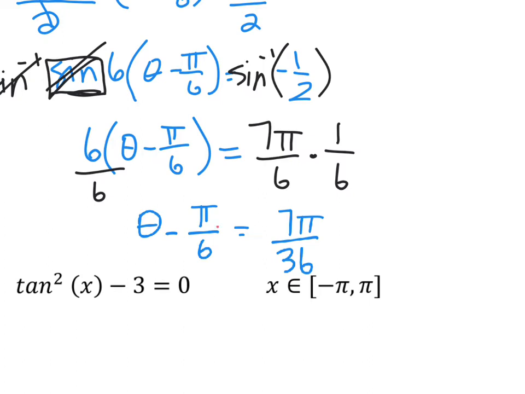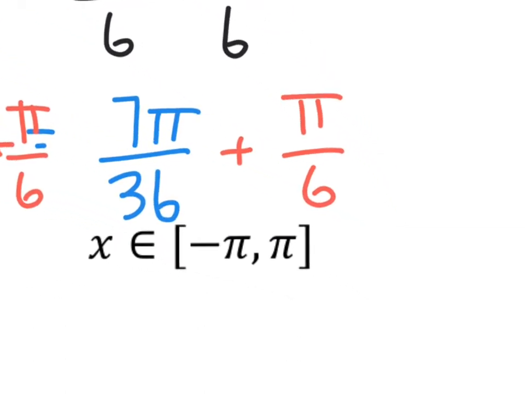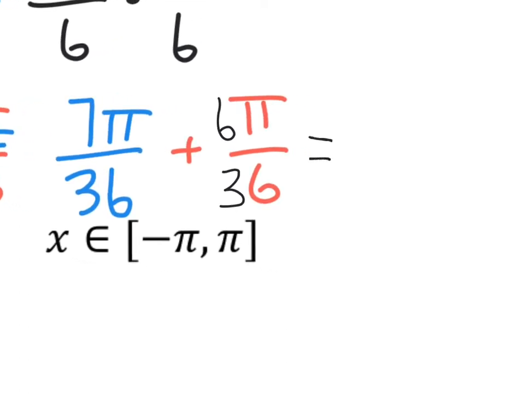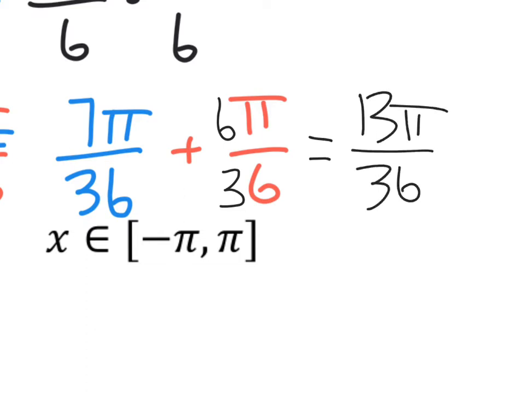Now my last step is to add pi over 6 to both sides to get it away from theta. Now hopefully you know we can't add fractions unless they have the same bottoms. So this one is a 36. That means I have to multiply this one by 6 over 6 in order to make the denominator into 36 also. I am multiplying the top and bottom by 6 over 6, which is why the bottom's now 36. So 7 pi plus 6 pi is 13 pi over 36.